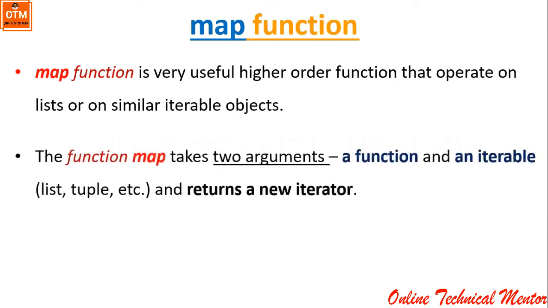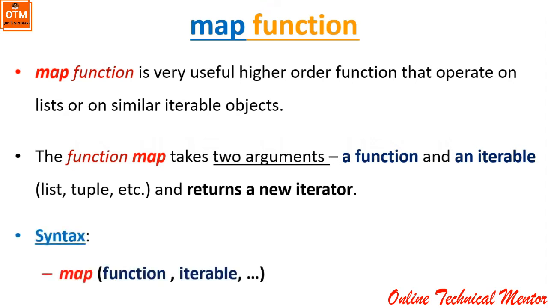The map function takes two arguments, a function and an iterable. An iterable may be a list, tuple, etc., and it returns a new iterator. Now look at the syntax of the map function. It accepts at least two arguments, that is the function and an iterable. We can add more than one iterable as an argument of the map function.